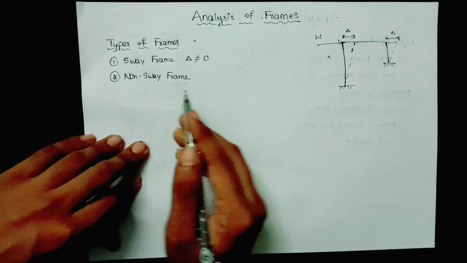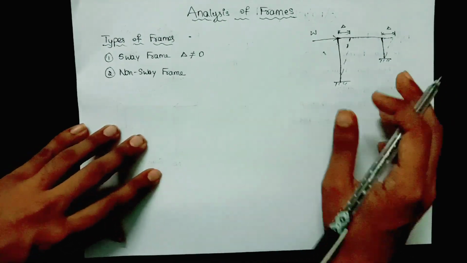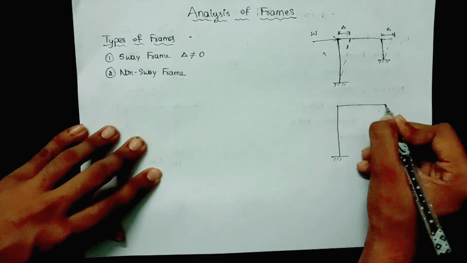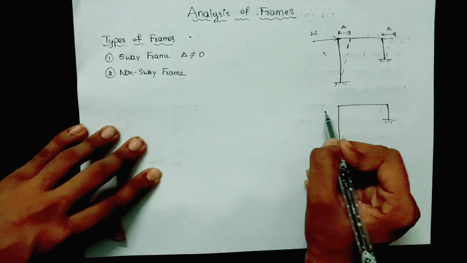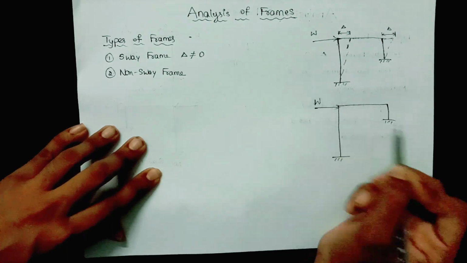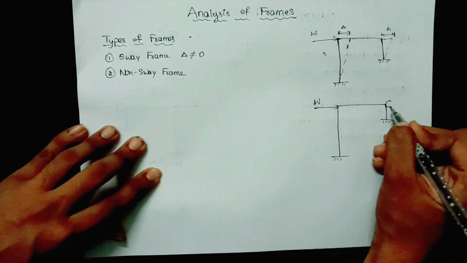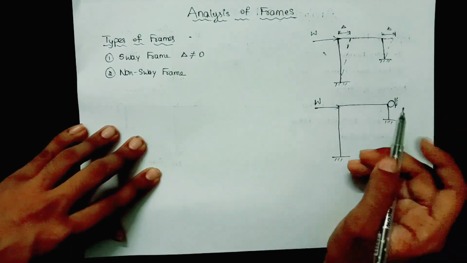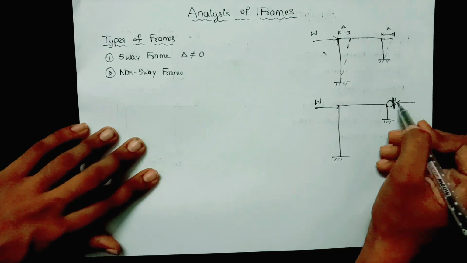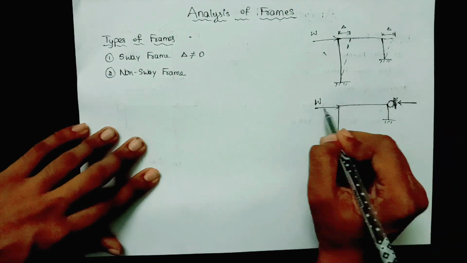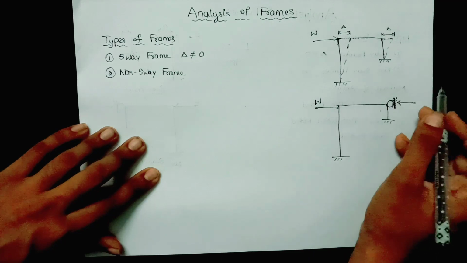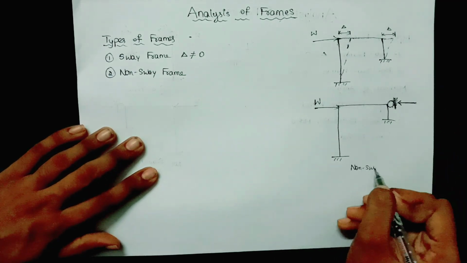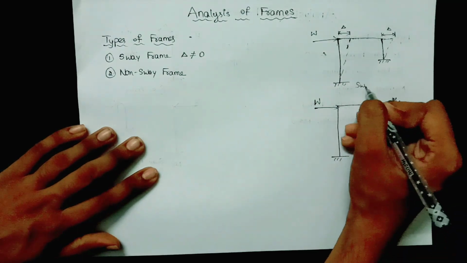The next one is the non-sway frame. Now I will take the same frame and draw it like this. I will apply one external load W. Suppose I provide one roller support here, now there won't be any deflection in the frame. From this roller support there will be one reaction. Due to this load and this reaction there will be no deflection, so it is known as a non-sway frame. And this is a sway frame.